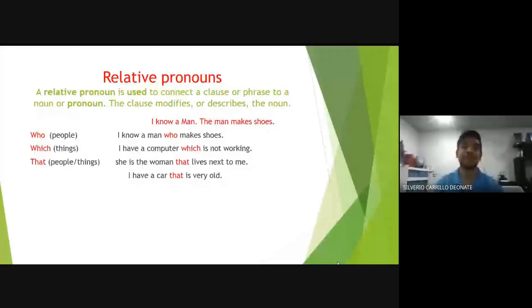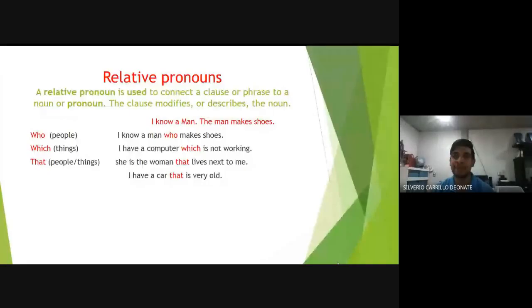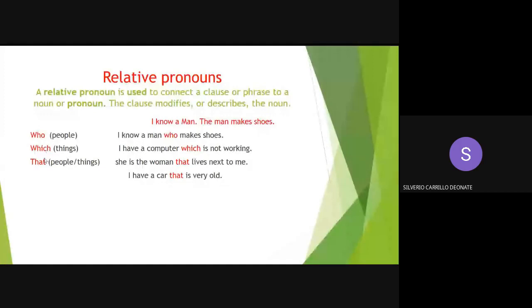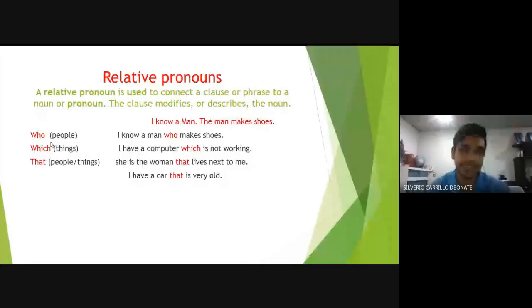Okay. In this case, we're going to start with relative pronouns. So what is a relative pronoun? A relative pronoun is a word that is used to connect a clause or a phrase to a noun or a pronoun. And it says in here, the clause modifies and describes the noun, okay? So we have different relative pronouns, but the most used are who, which, and that, okay? Who is used for people, which is used for things, and that is used for people and things.